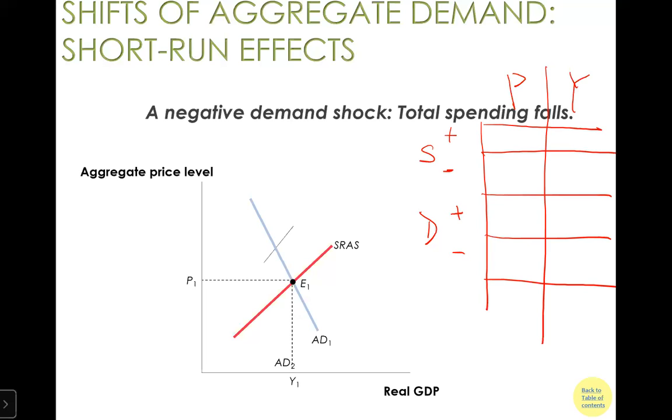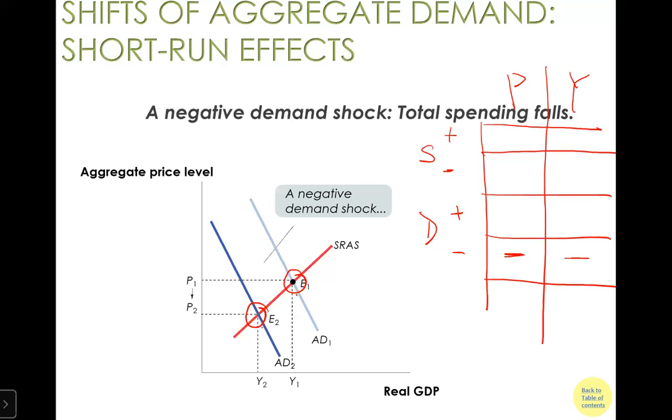So we have 4 cases. If there's a negative demand shock, the demand curve will shift to the left-hand side. Now you're going to see the economy move from E1 to E2. If we compare E2 to E1, that tells us how a negative demand shock affects our economy. Clearly you can see the price will decline and output is going to decline, right?